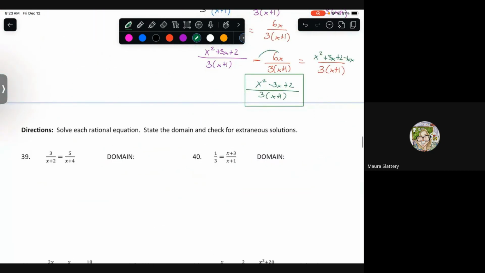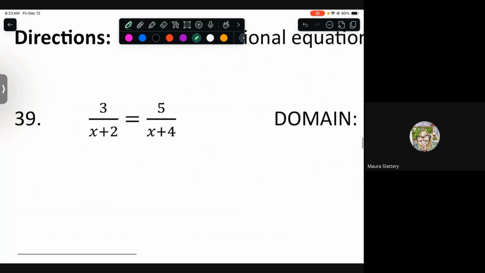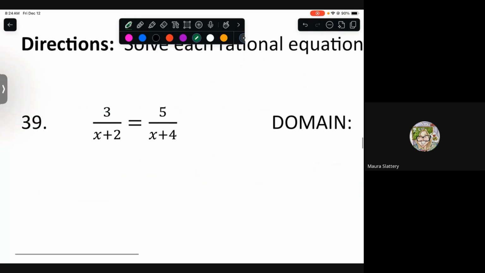All right, so now let's go ahead and solve one of these rational equations here. Let's see, all right, we'll do this one. Okay, so first thing I like to do here is identify the LCD. So in this case, my LCD is going to be x plus 2 times x plus 4.